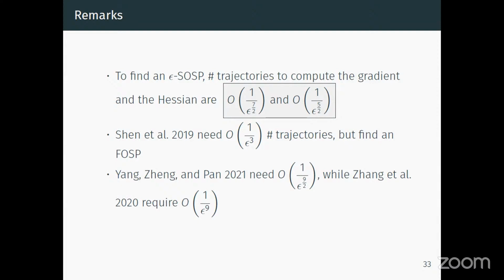This paper that I mentioned earlier gets 1 by epsilon cubed, but finds only a first order point. Someone else got 1 by epsilon to the 4.5, someone else got 1 by epsilon to the 9. So we did better. The reviewers fell for it. That's it. Yeah, that's how the ML world is. So you have to find happiness.